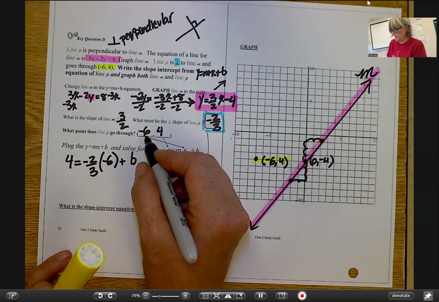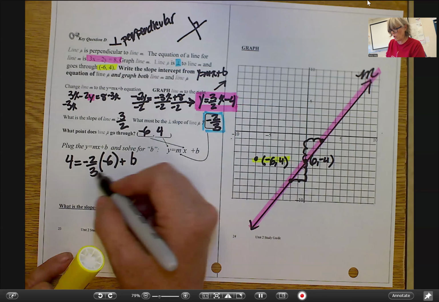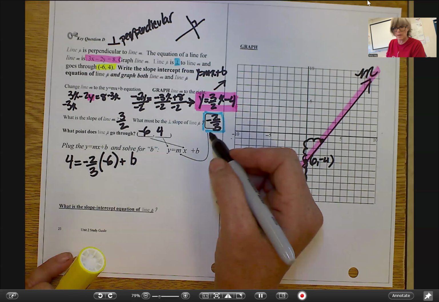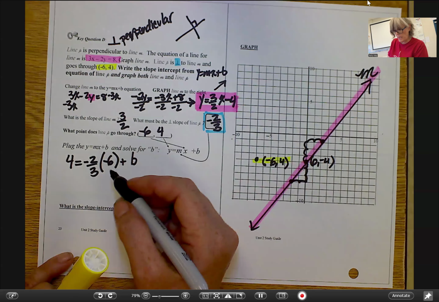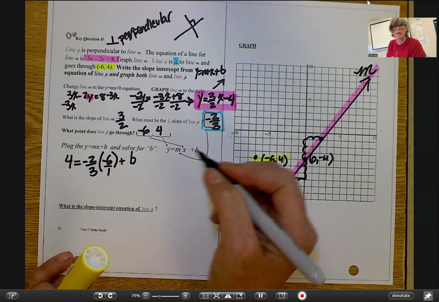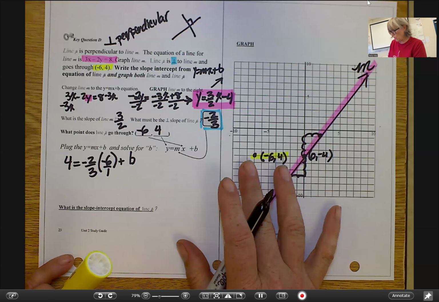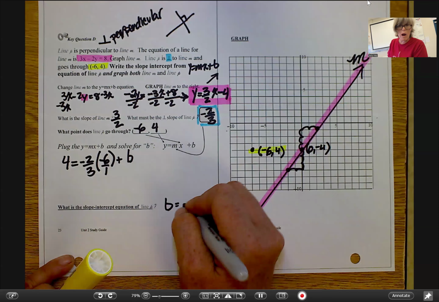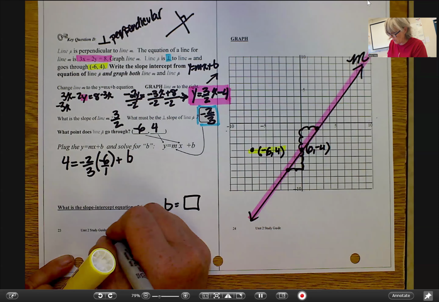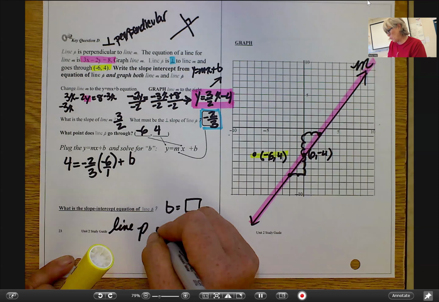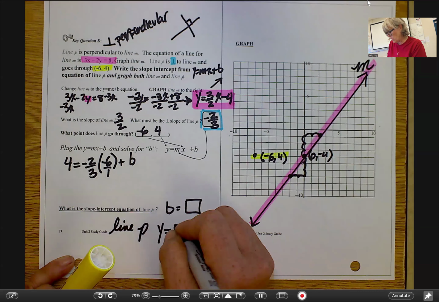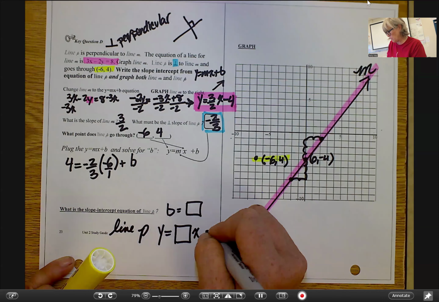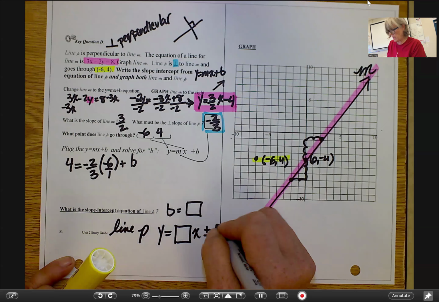Your x is negative 6. Your y is 4. Your slope is negative 2/3. You're going to solve from here. Technically, remember that's negative 6 over 1. You're going to solve for b, and then you're going to write the equation for line P, which will be y equals something x plus or minus something.